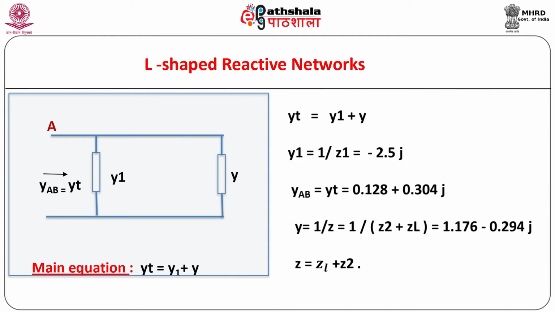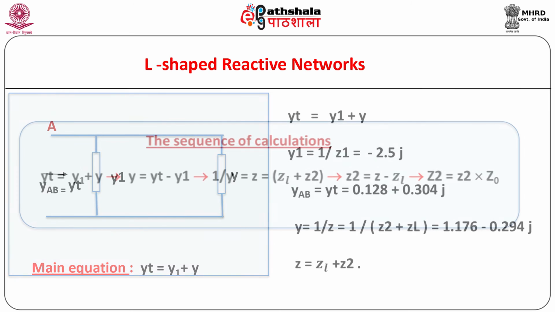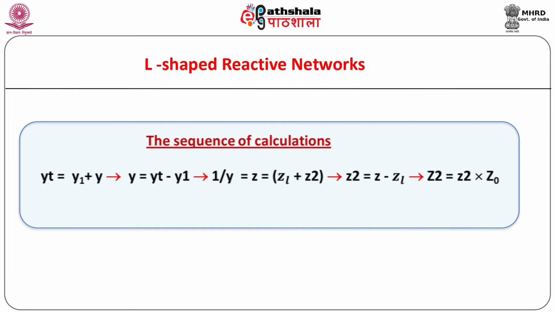Using these values of normalized admittances shown in the table, the given circuit can be drawn as shown. From the circuit, we can write the main equation involving admittances as shown, namely yt is equal to y1 plus y, with y equal to 1 upon z and z equal to z1 plus z2. The sequence of calculations to be done then can be written as shown.